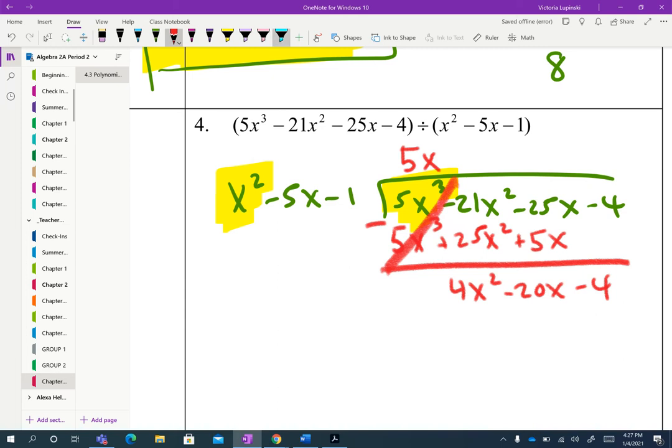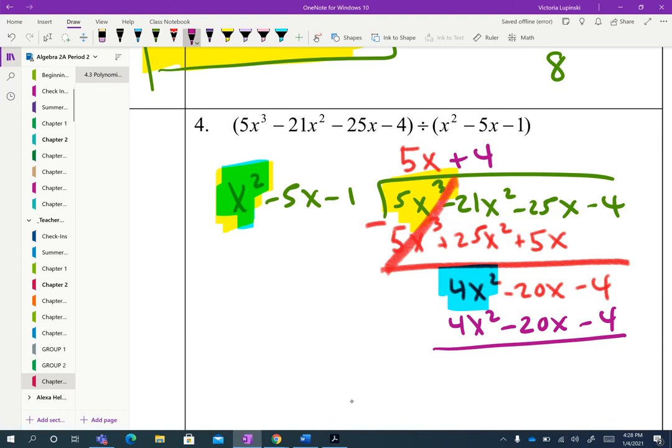Time to go again. And again, you're doing first into first. So x squared times what gives you 4x squared? Hopefully plus 4 is what comes to mind. Times x squared, times negative 5x, times negative 1. Draw the line, change the signs. Would you look at that? Everything cancels to be a nice remainder of 0.